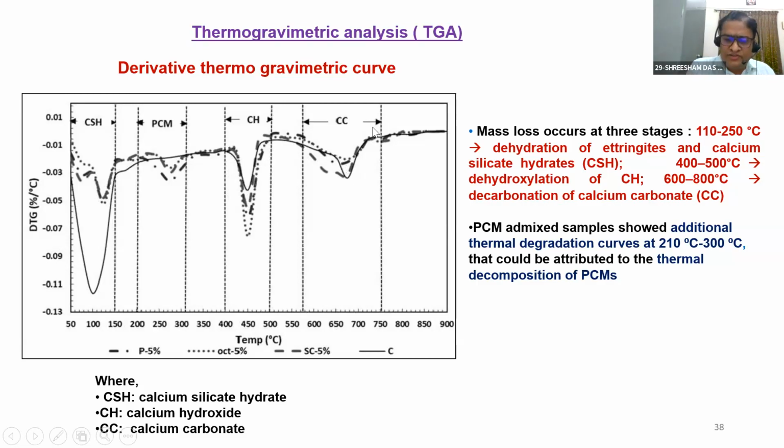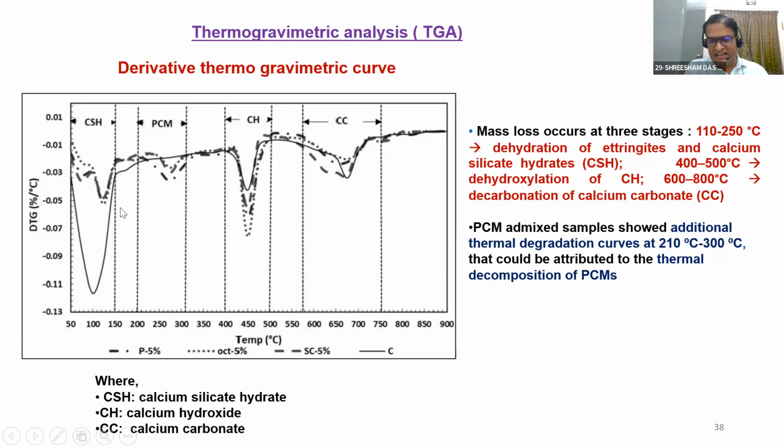Normally you get three peaks. But when you add PCM, you can see how the dotted line is performing. One is my CSS, and in this temperature range of 200 to 300 degrees centigrade, I'm getting one additional peak. My CS is at almost a similar temperature, and even the CC is also at a similar temperature.